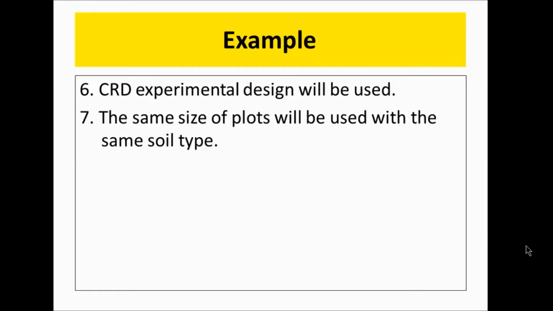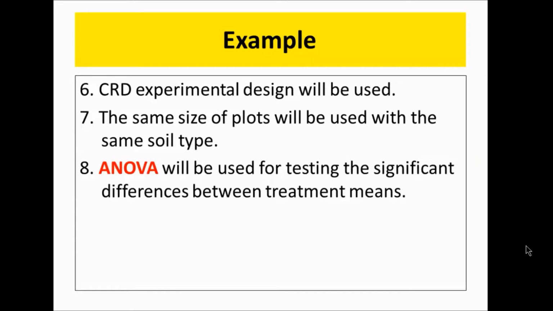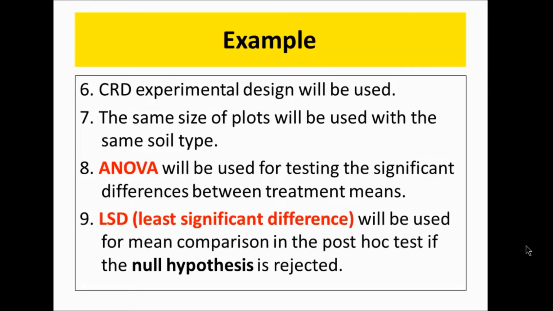And to obtain a uniform method of sowing the seeds, the same size of plots will be used with the same soil type. Our analysis will be the ANOVA, or analysis of variance, used for testing the significant differences between the means of the different treatments. And if we have a significant result where the null hypothesis is rejected, we can continue with the post-hoc test. In this case, we can use the LSD, or least significant difference.